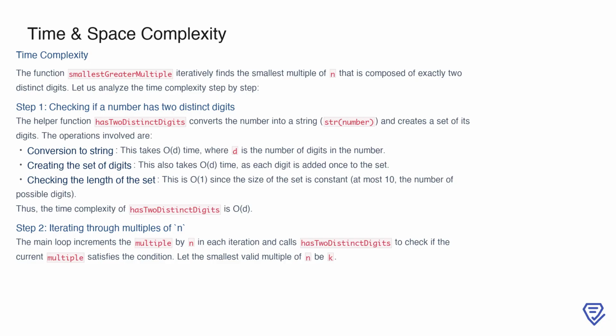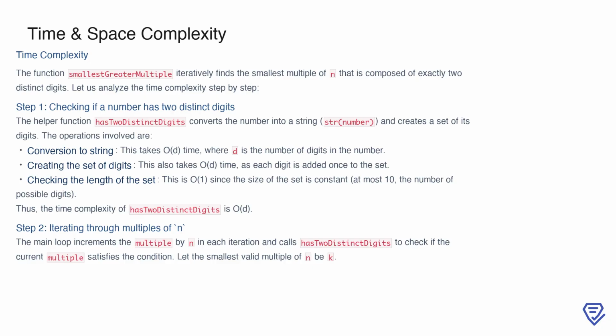Converting the number to a string requires O(d) time, where d is the number of digits in the number. Similarly, building the set of digits also takes O(d), since each digit is processed once. Finally, checking the length of the set is a constant time operation, O(1), because the size of the set is bounded by the 10 possible digits. So, the overall time complexity of has two distinct digits is O(d).